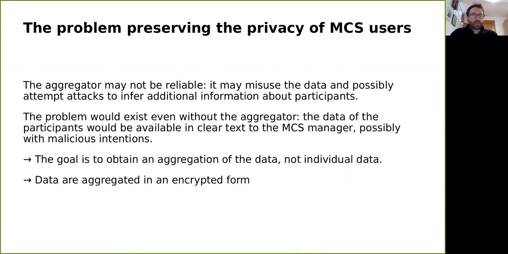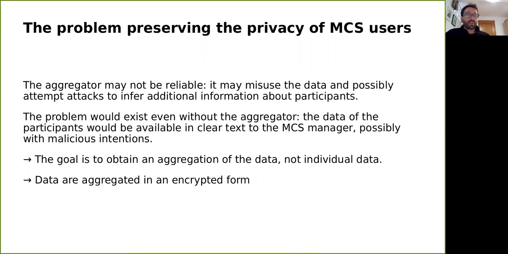More specifically, what we want to address is the problem of assuming that the aggregator is not reliable. It might, for example, misuse the data and possibly attempt attacks to infer additional information about the participants. This is a problem that exists also without an aggregator, with the entity in the middle which collects these cryptograms, because in a plain mobile crowd-sensing architecture, the data provided might be uploaded in clear text. So a man in the middle might sniff the data and disclose personal or sensitive information about the data providers.